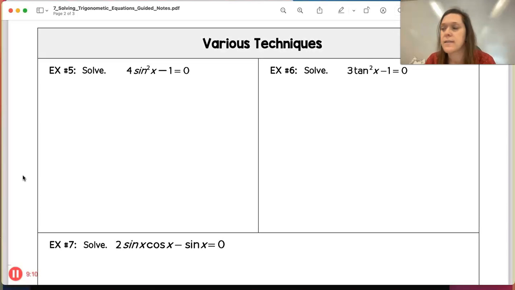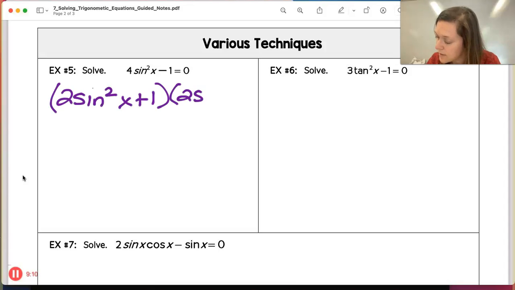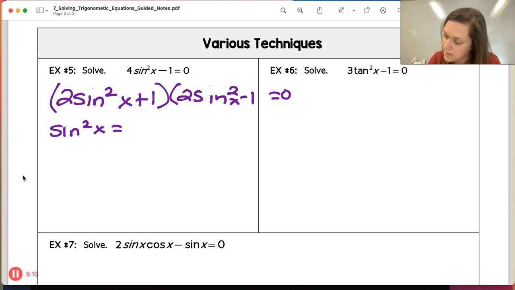Moving on to various techniques. Here we have 4 sine squared minus 1. Notice that I have a sine squared there. Sorry, so I could factor that using a difference of squares, potentially. Or I could solve it using square roots. That's up to you. If you solve it by factoring, it'll be 2 sine x plus 1, 2 sine x minus 1 equals 0. Get rid of those squareds.